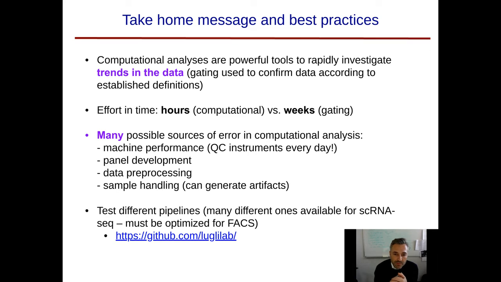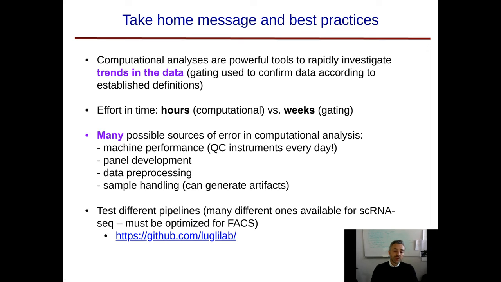I just want to give you the most important take-home messages from this webinar, and I'm happy to take questions afterwards. So computational analyses are great tools that we can use to rapidly investigate trends in the data. We use gating now to confirm the data according to established definitions. For example, if we identify cells that look like Tregs, then we can baptize that cluster as a Treg, but then we have to go back to the raw data to say that CD25 positive, FOXP3 positive cells are actually increased or decreased in a given cohort of individuals.